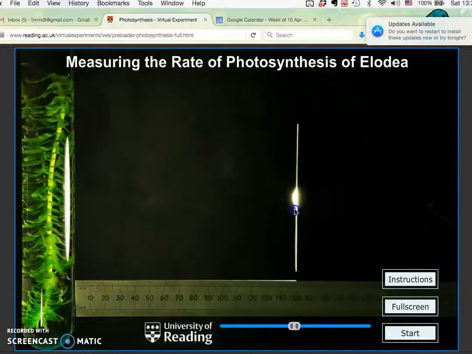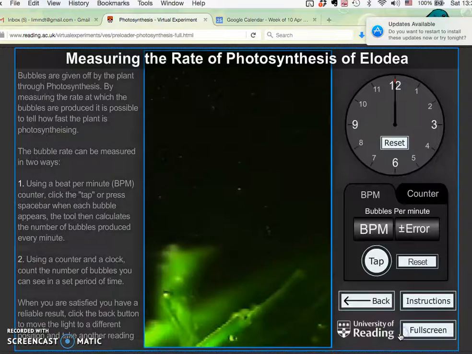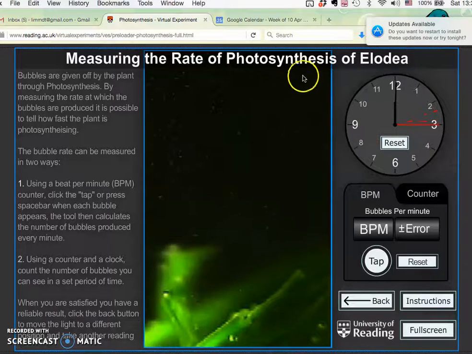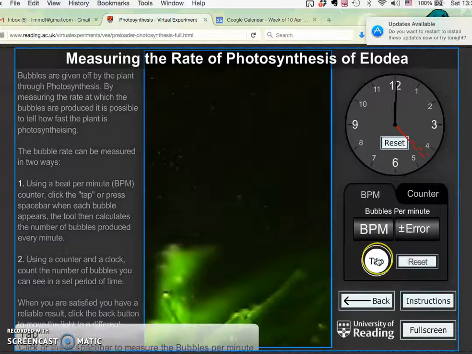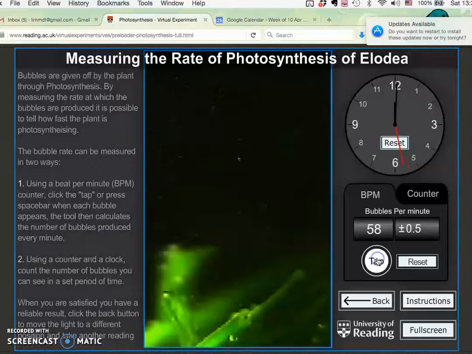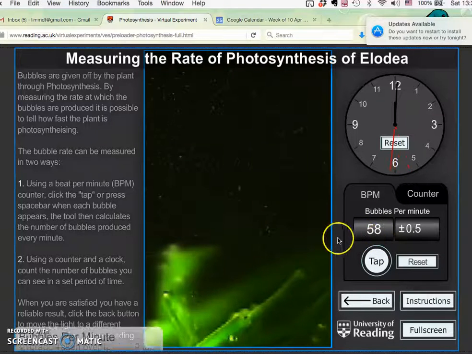I'm going to show you an example using 150 cm. Once you've chosen your distance, click Start. It zooms you in onto the plant, and you see the oxygen bubbles being produced. What you're supposed to do is count the number of bubbles that are produced in 1 minute. That will give you the rate of photosynthesis in bubbles per minute. You can either count how many bubbles in 1 minute, or you can tap every time you see a bubble. That gives you about 60 bubbles per minute.